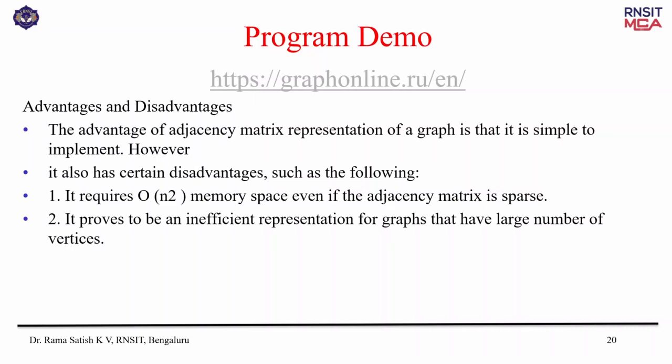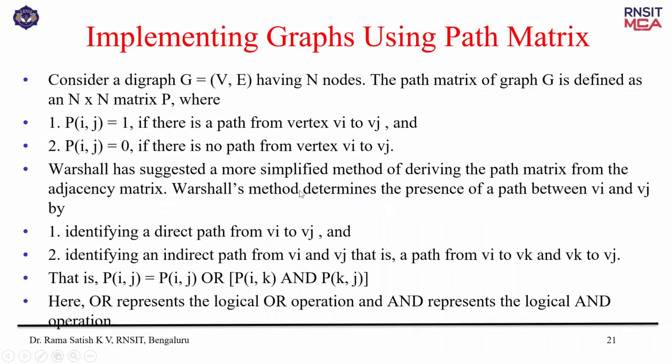So that is really one disadvantage, and it proves that it is an inefficient representation of a graph that has a large number of vertices. Of course, if you have a large number of vertices, this becomes very inefficient. That's the reason we move on to the next type, that is implementation of a graph using a path matrix.